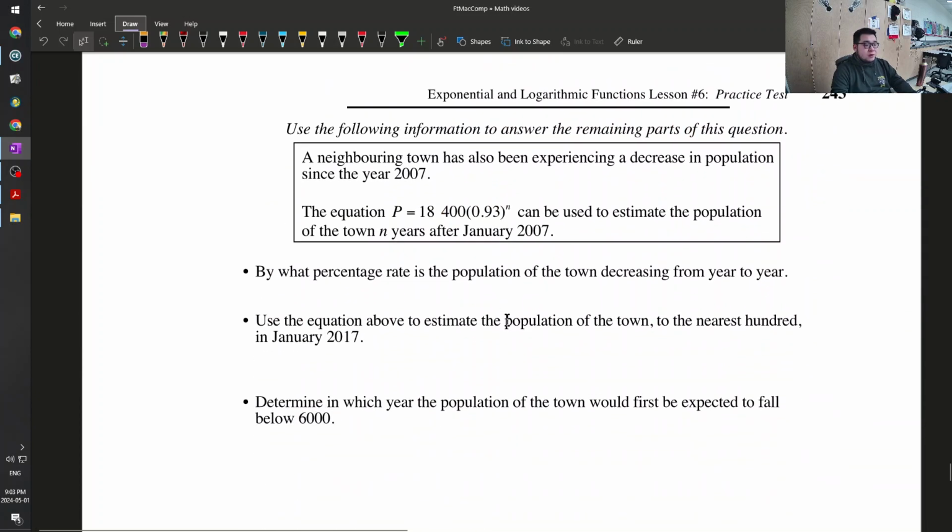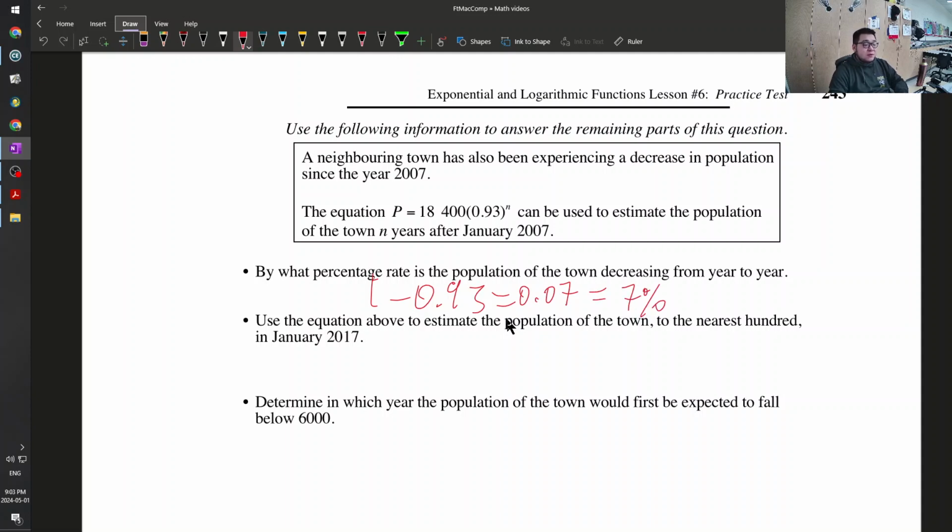Okay, use the following information to solve the remaining problem. A neighboring town also has been decreasing population since the year 2007. What percent rate of population decreasing from year to year? So this is 0.93. 1 minus 0.93. So 0.93 is the population remaining, right? So we get 0.07 of the population is leaving, which means 7% of it is leaving.